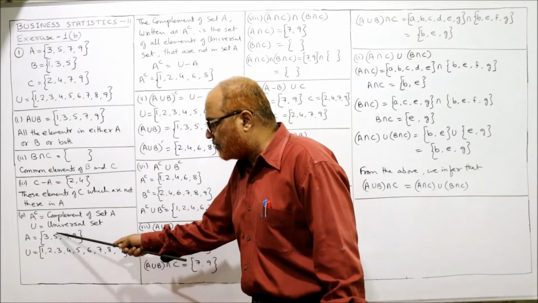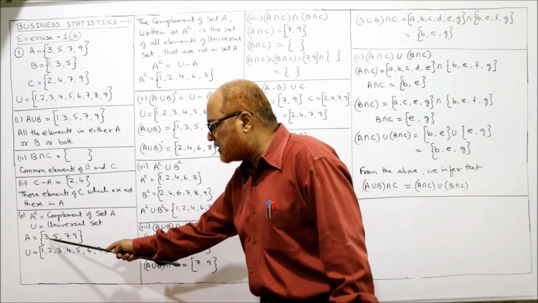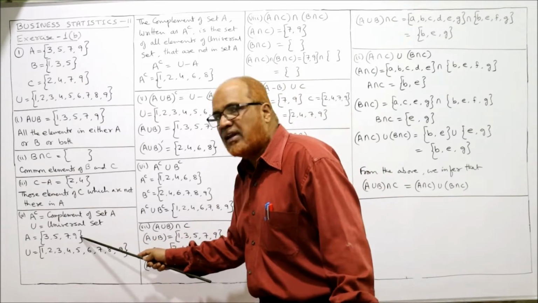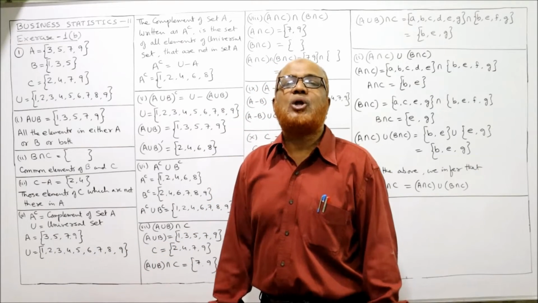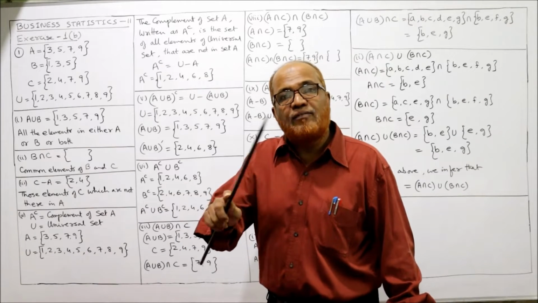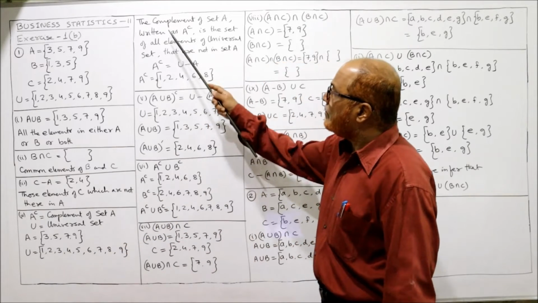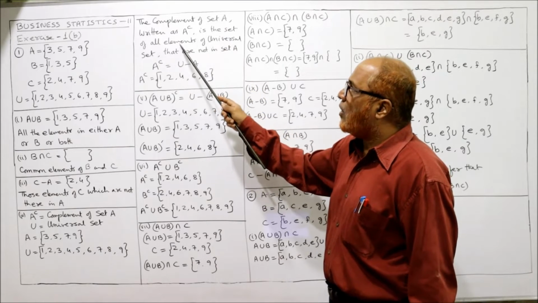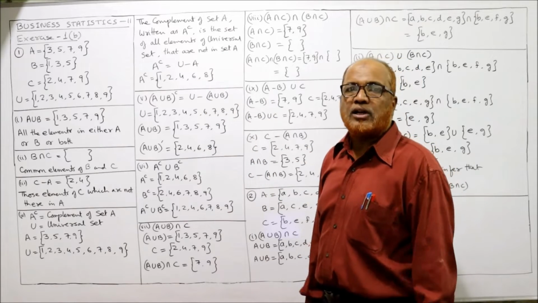Because A set is derived from universal only. So from universal, 3, 5, 7, 9 are taken. So removing these 3, 5, 7, 9, all other elements of universal set are the complement of A. All the elements of universal set which are not there in A set is called complement of A. The complement of set A, written as A^C, is the set of all elements of universal set that are not in set A.